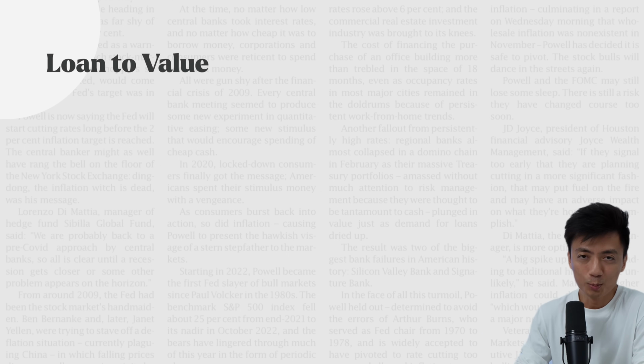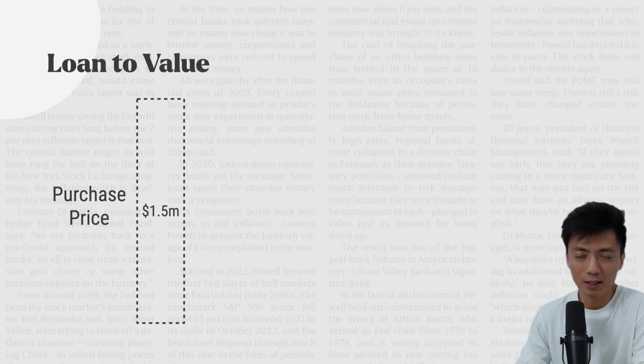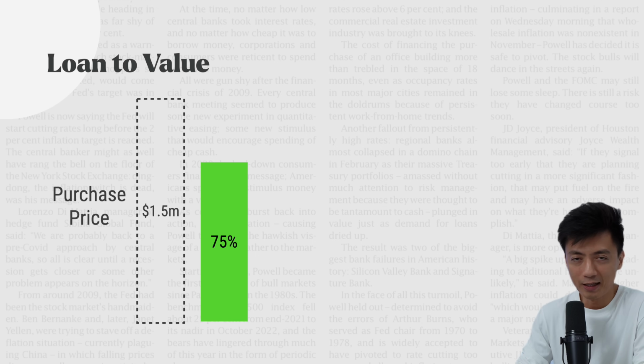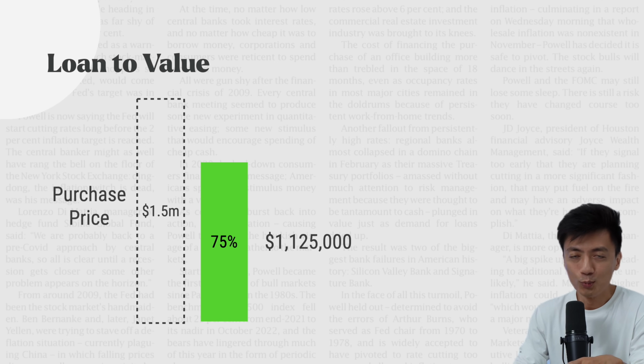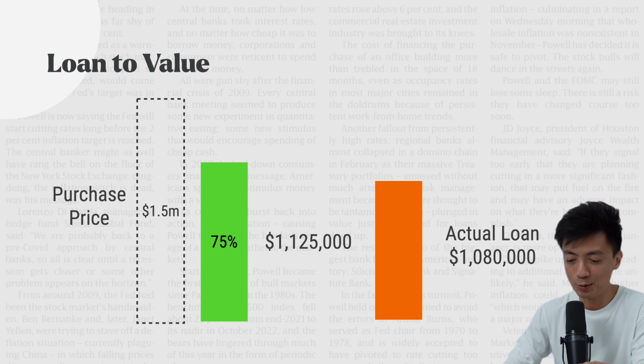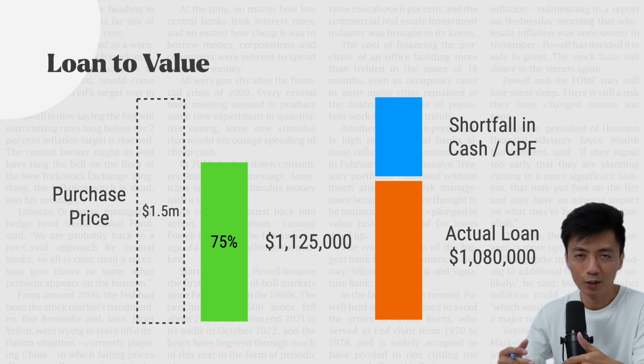So if they were to purchase a new EC unit priced at $1.5 million, 75% of that is $1.125 million. However, their loan won't be at $1.125 million, it will be at $1.08 million, which is their own max loan amount, and any shortfall from that loan amount to $1.5 million, they will have to top it up in a combination of cash and CPF.